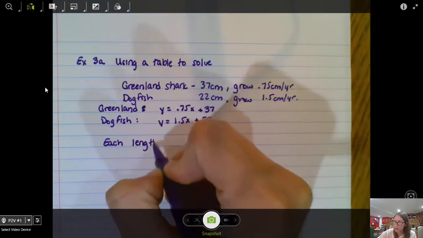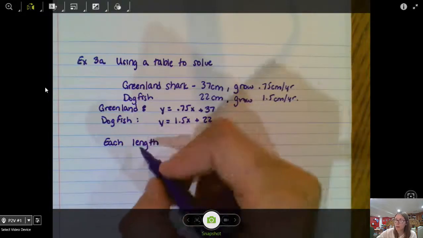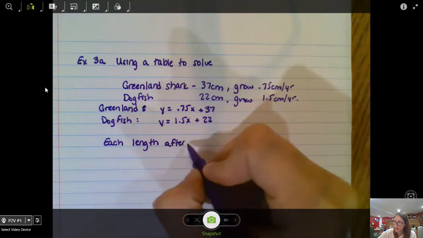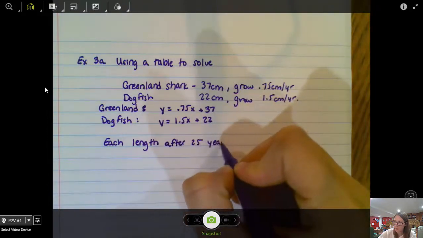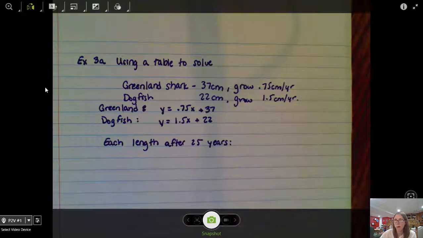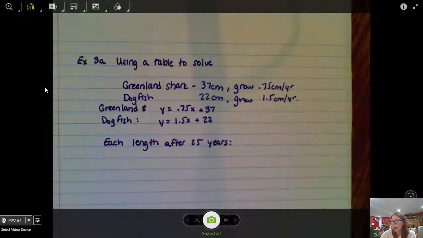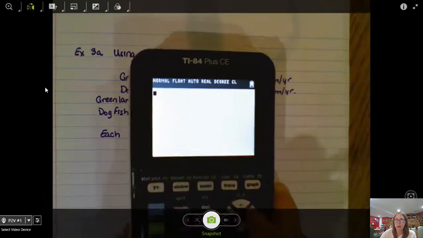So again, our first part of our problem is to figure out each shark's length after 25 years. Well, one really easy way to do this, we could plug 25 in for x, and that would be pretty easy. But another thing that we could do is to use our table feature on our graphing calculators. And this is something that you might not have used a whole lot before. So a table is a very helpful feature, and I want to show you guys that.